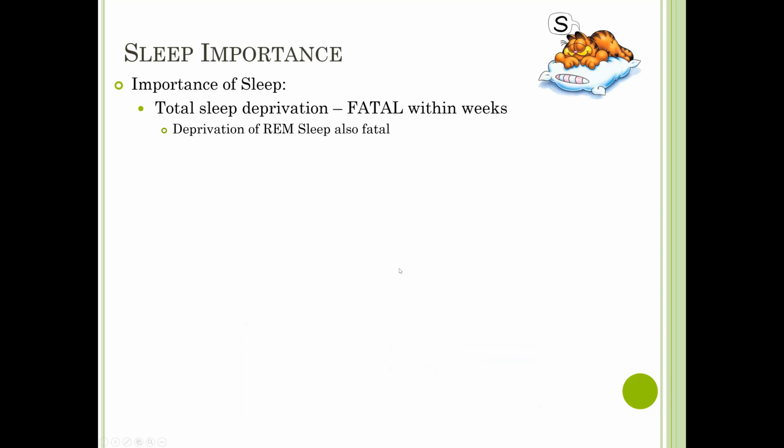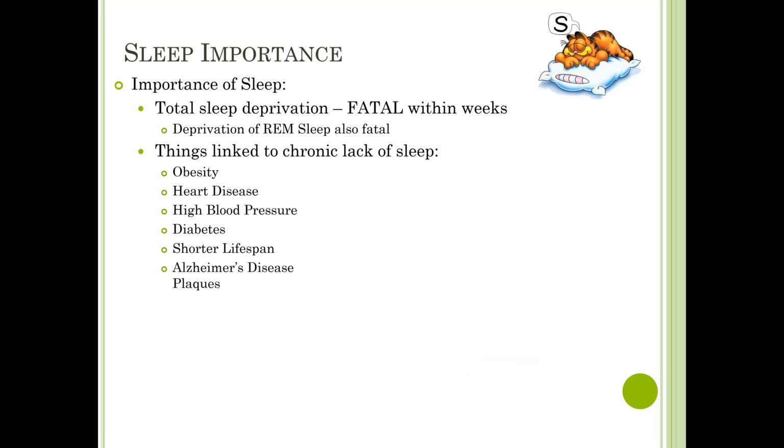So we know that sleep is very, very important. If you give an animal total sleep deprivation, it will become fatal within weeks. And if you also do an experiment where you deprive an animal of just REM sleep, that is also fatal. So we know that sleep and REM sleep are very important. There are a lot of health conditions that are linked to a chronic lack of sleep, including obesity, heart disease, high blood pressure, diabetes, a shorter lifespan, and even Alzheimer's disease, beta amyloid plaques. And I'll mention that again on the next slide.